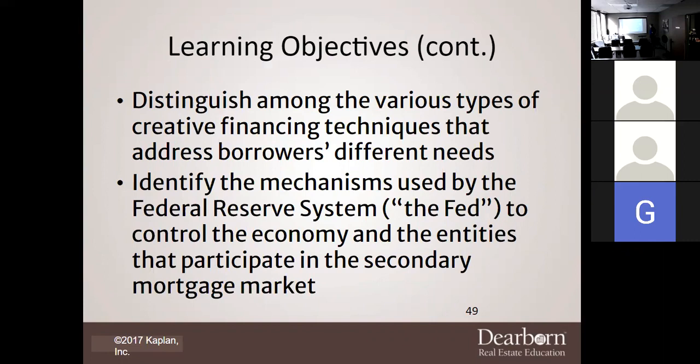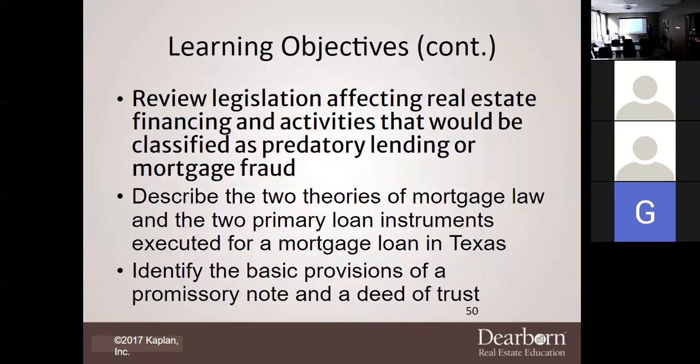Further, identify the mechanisms that are going to be used by the Federal Reserve, which is often referred to as the Fed, to control the economy, and the entities that participate in the secondary mortgage market. We'll further review the legislation affecting real estate financing and activities that would be classified as what we call predatory lending or mortgage fraud. We'll further describe the two theories of mortgage law and the two primary loan instruments that are executed for a mortgage loan in Texas.